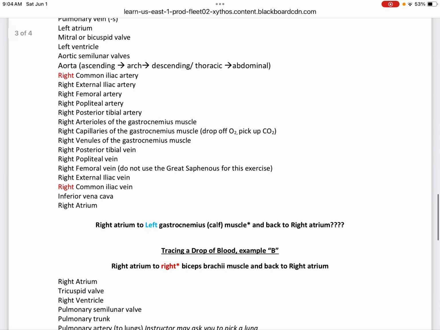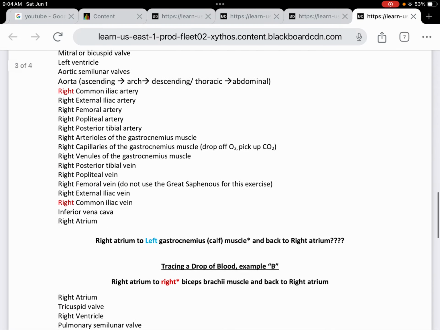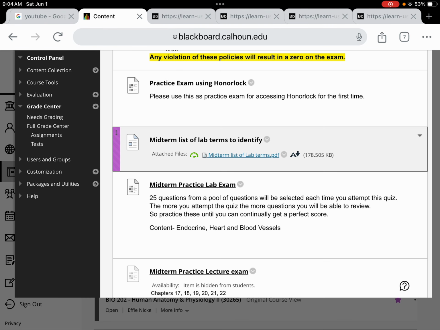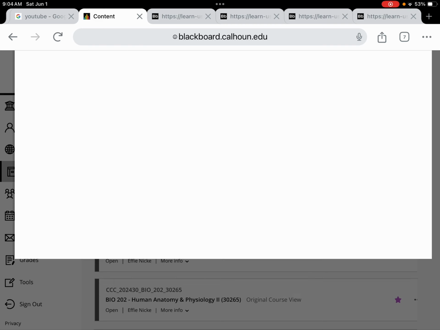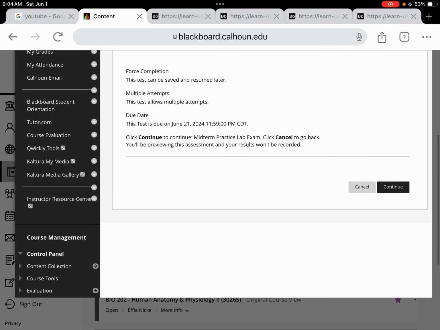And so then I've kind of gone through and given you the breakdown from the lab book. So this is all in our lab book, but I've put it right here so it's easy to find. These are the items you have to be able to identify for the midterm and the questions you have to be able to answer. Then you can go into midterm practice lab, and it's going to pull questions. So I'll just show you. Hopefully it'll load.